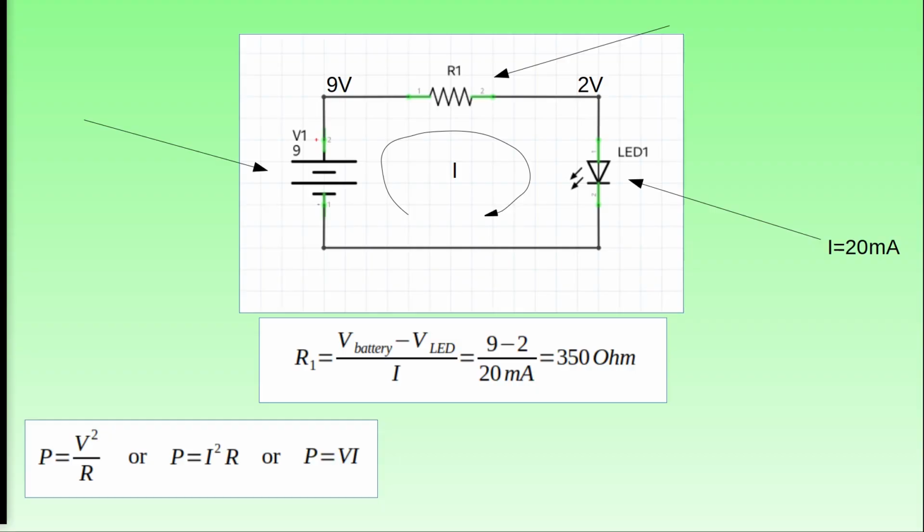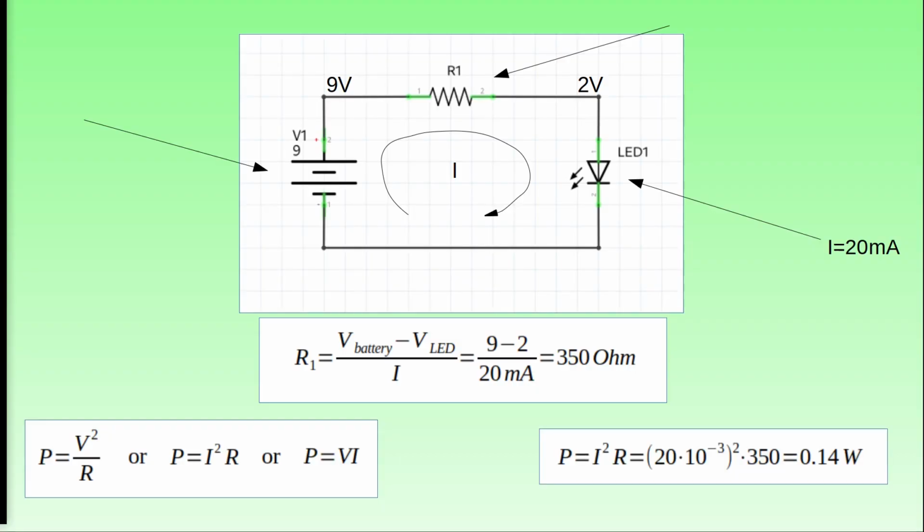In our example, we know the value of the resistor and the current that flows through it, so we can easily write P equals I squared R equals 20 milliamps squared times 350 equals 0.14 watt. Therefore, we can use a resistor capable of dissipating 1/4 of a watt, which is 0.25 watt, since its rating is greater than the actual dissipated power. And don't forget, always use resistors with rating higher than the calculated power.